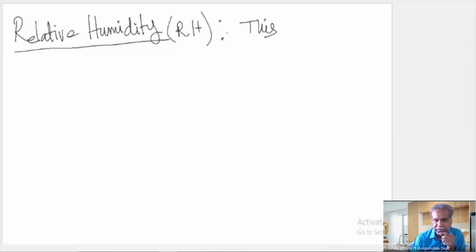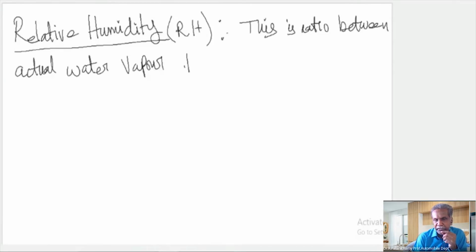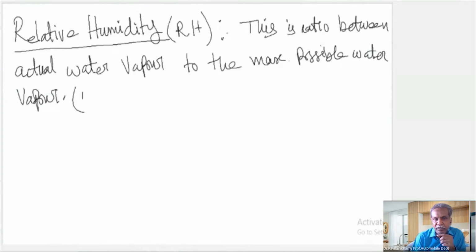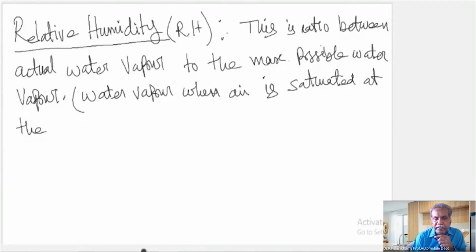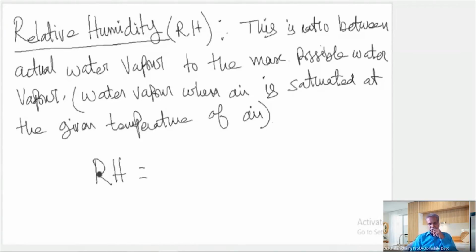Relative humidity. Okay, this is the ratio between actual water vapor to the maximum possible water vapor. It means water vapor when air is saturated at the given temperature, of air. We know the partial pressure of water vapor, dew point temperature, there is a relation. If you know the partial pressure of water, you can get the temperature at which water condenses.